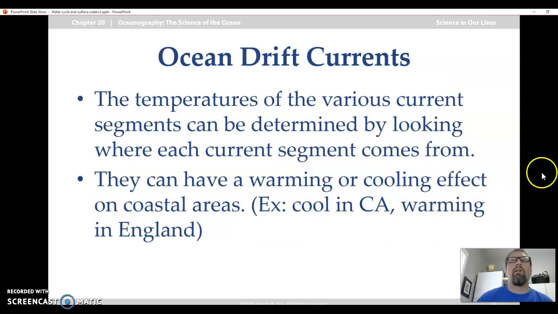All right, so that's just articulated here. These currents give a rather warming or cooling effect based on those prevailing currents.